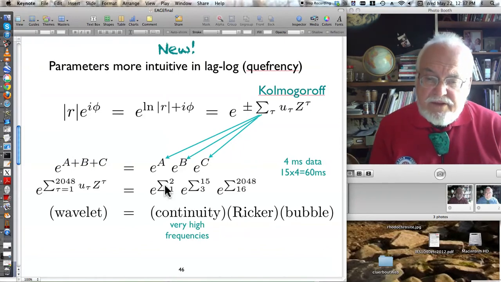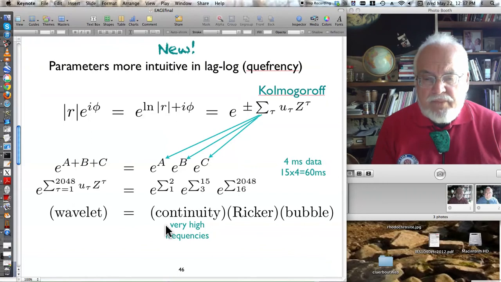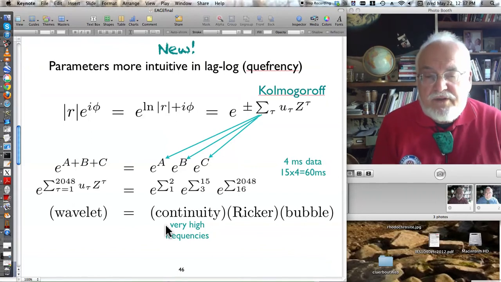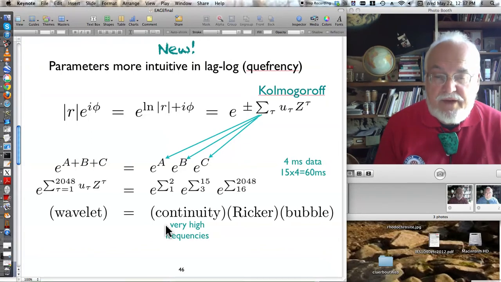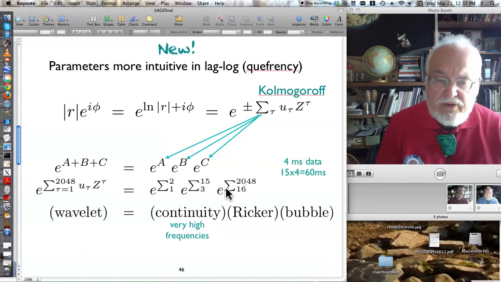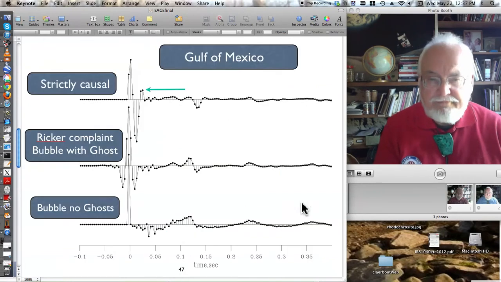The inner lags, like 2 milliseconds or 3 to 4 milliseconds, are what make the very high frequencies. Lots of people do deconvolution, but nobody wants to look at 200 hertz output, so when they finish the deconvolution, they do a bandpass filter. We don't do that. We just build it right in. We just leave out the part A; we set A equal to 0. The middle part is the Ricker wavelet. We told you how to modify those terms if you want a Ricker wavelet. And the long lags are the bubble. You're going to see some examples of that.